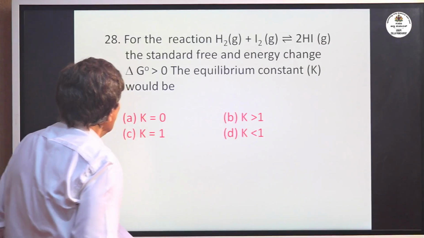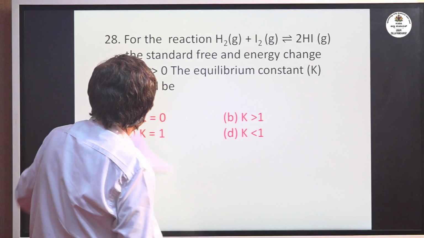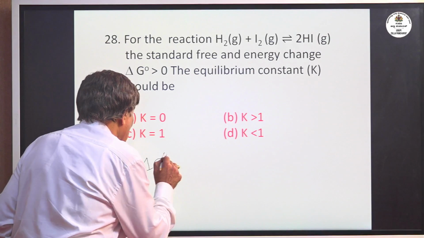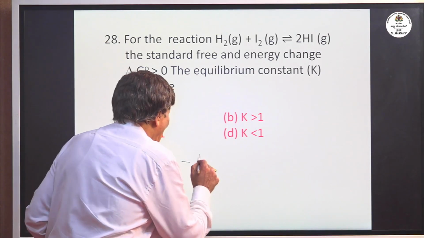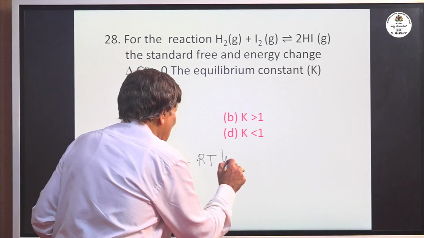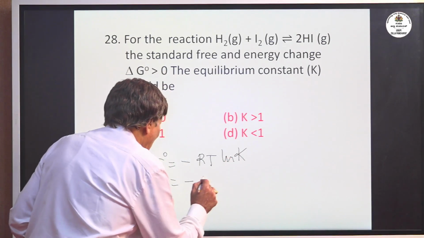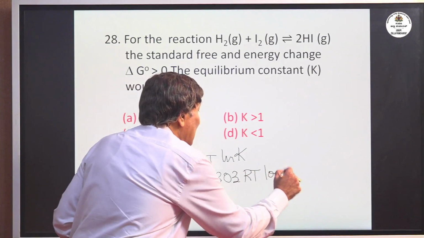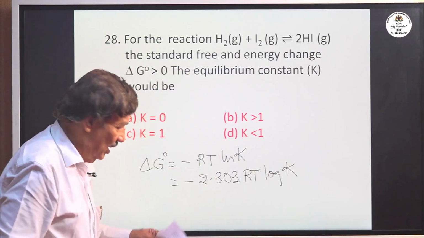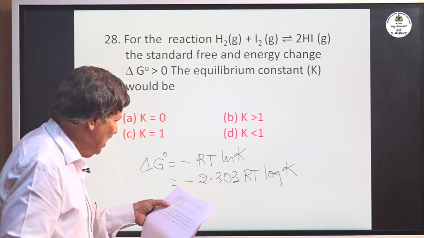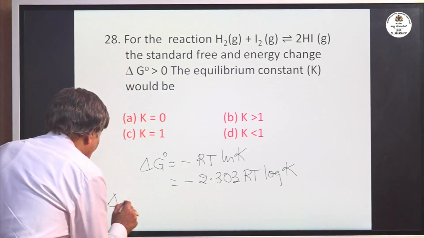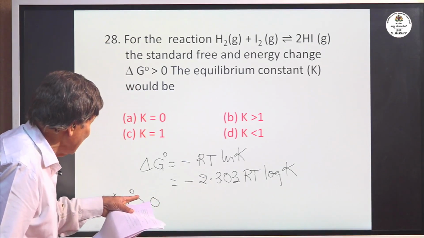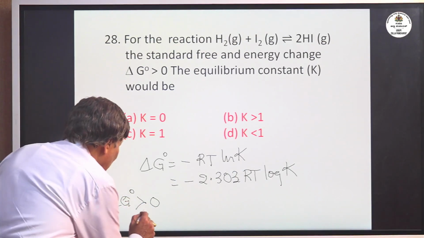For the reaction, the relationship is like this: delta G naught is equal to minus RT ln K, or minus 2.303 RT log K. This is ln, this is log. What are they telling you? Delta G naught is greater than 0, which means positive.